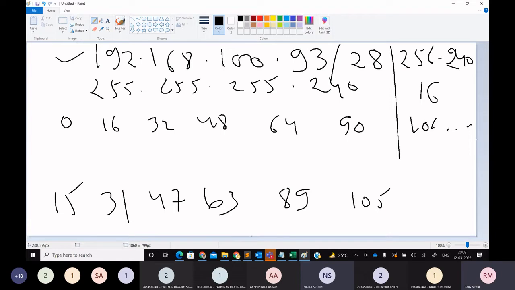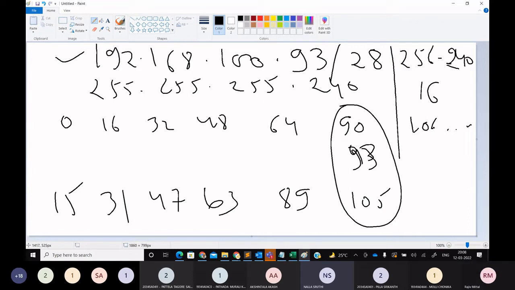So where will this IP lie? 93.1? Shrikant? Sir, 90 to 105. Yes, 93 will lie here. And what will be the valid IP range?